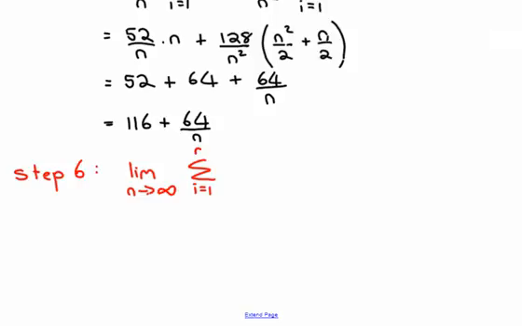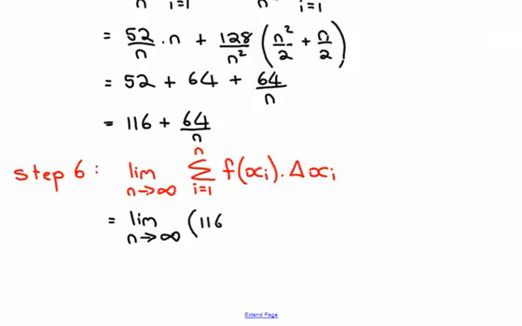So we've got f of xi multiplied by change in xi. Okay, so we're going to have the limit as n tends towards infinity. Now we've already worked out what that whole sum is. It's that formula there. It's 116 plus 64 over n.